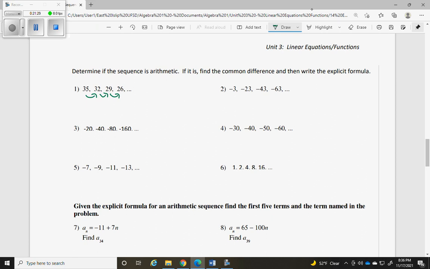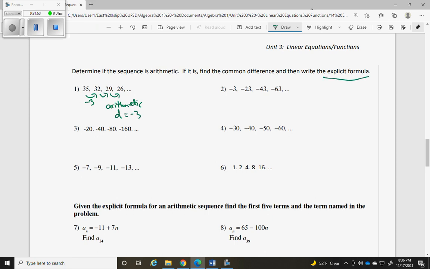I hope you said yes, right? Can't I keep on adding on a negative 3? If I keep on adding on negative 3, I get to the next number in line. So it is arithmetic. And the common difference we call D is negative 3.